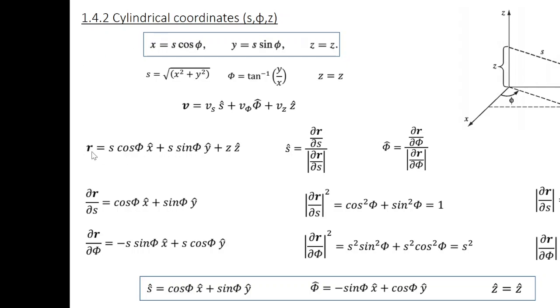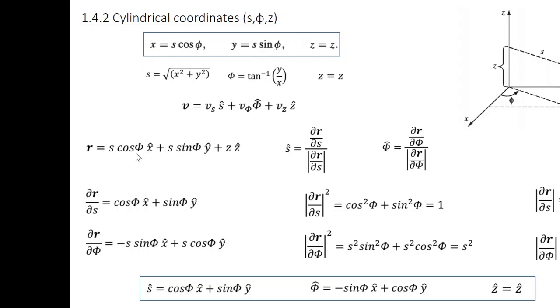First, write the position vector r. So r is x x cap plus y y cap plus z z cap. Expand x and y in terms of the cylindrical coordinates. So you get r vector equal to s cos phi x cap plus s sin phi y cap plus z z cap. You know how to define the s cap and phi cap. S cap is dou r by dou s divided by modulus of dou r by dou s. Similarly, phi cap is dou r by dou phi divided by modulus of dou r by dou phi.